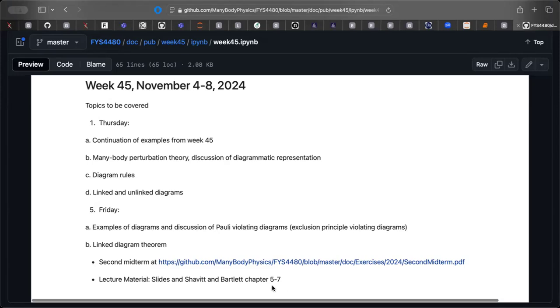So chapters 5 and 6 are those which deal with the diagram rules, and also these chapters have a pretty in-depth discussion of linked and unlinked diagrams and the linked diagram theorem. And these are topics which we will try to cover today and also tomorrow. So what I'm going to do now is simply to switch to the whiteboard, and we will stay with the whiteboard for most of the time now.